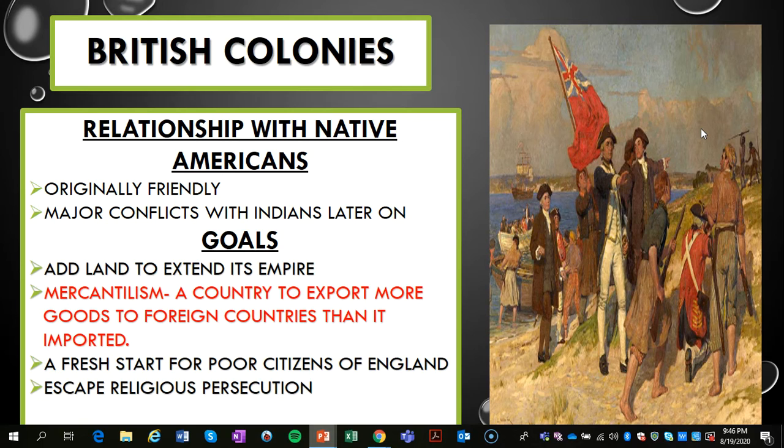And we will talk a lot about different conflicts with Native Americans this unit as well. The British colonies' goals were to add land to extend its empire, just like the Spanish were also doing. Also, mercantilism, which is a country wanting to export more goods than they imported. So they wanted to sell more goods, and obviously the way they sell more goods is to have more land and more resources to be able to sell. So that's why they were colonizing different lands throughout the world.